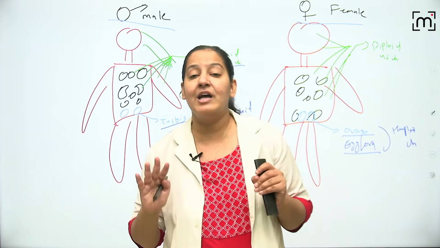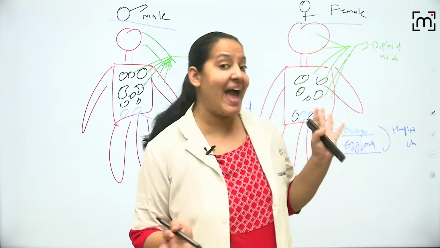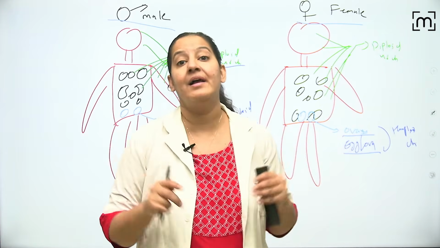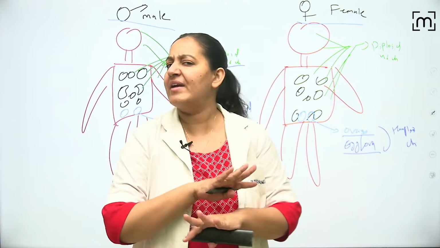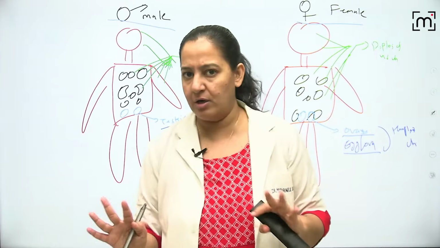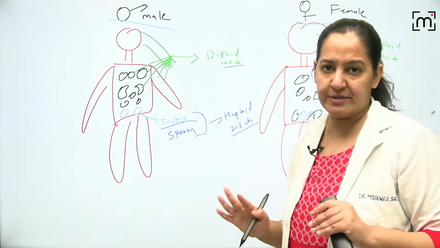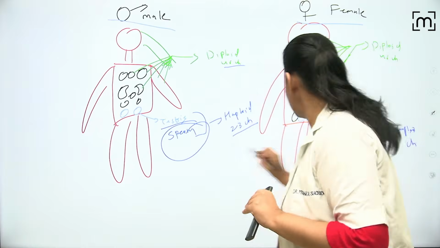Only the gonadal cells, that is the sperm in the testes of a male and the egg or ova in the ovaries of a female, are haploid. That is, they contain 23 chromosomes. Rest all cells in the human body contain 46 chromosomes. So it is a rule.